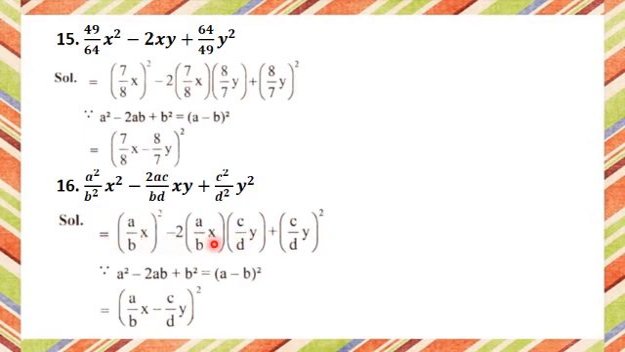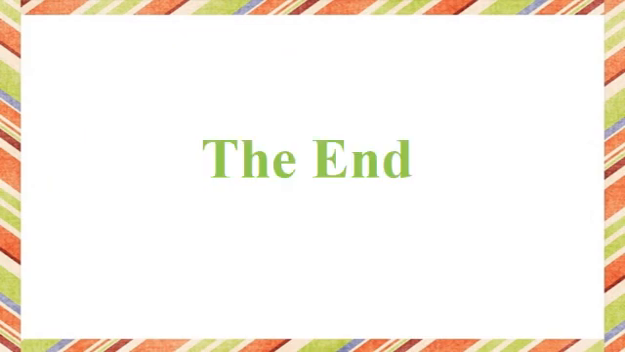In the place of a, write a upon b x. In the place of b, write c upon d y. And after applying this formula, we can close it in the form of a upon b x minus c upon d y whole square. And this was the final question of our exercise, and I hope you will understand it very nicely. Thank you.